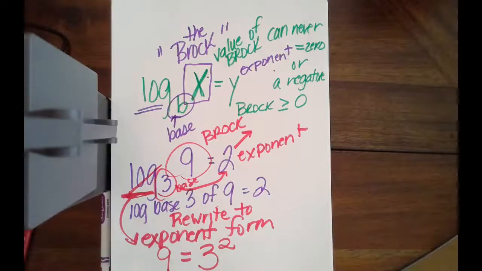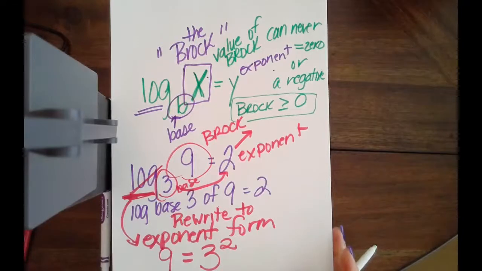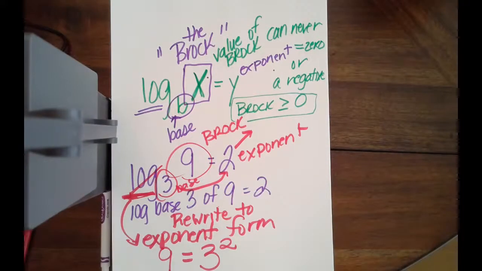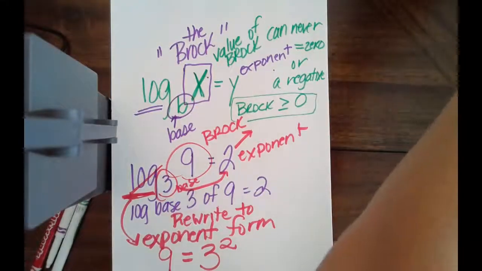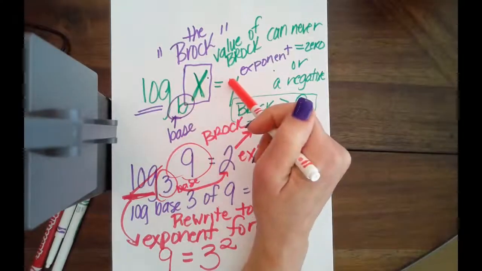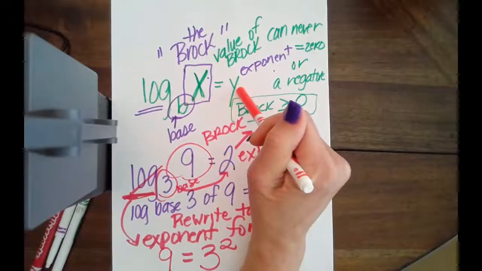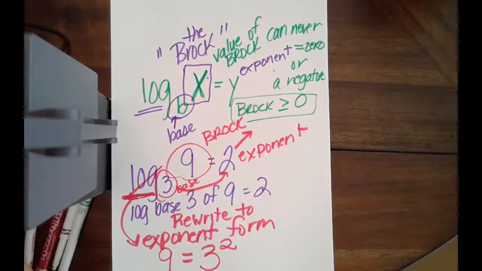Why is that important? Well, sometimes you'll have a variable as your Brock, and when we get into solving these equations and you solve for x, and you plug it back in here and you're left with a negative Brock or a Brock of 0, then you're going to say no solution, because the Brock has to be greater than 0. Because think about it. If I'm raising this base to this exponent, there's no exponent that I'm going to come up with that, when I raise this base to that exponent, leaves me with a 0 or a negative number in the Brock.